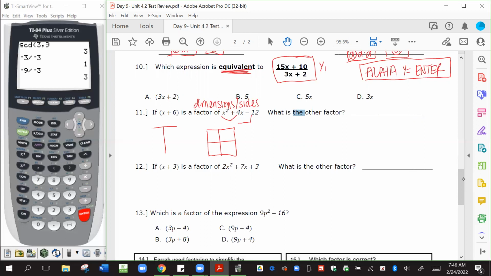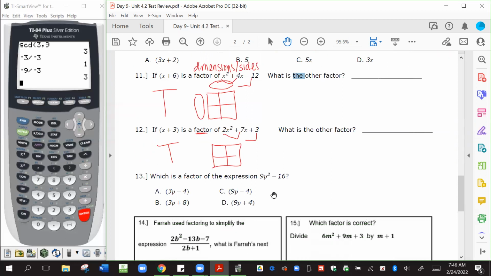Oh, and look, the second one, or number 12, is exactly the same. My factor is my dimension or my side. So I'm asking what's out here. I'm asking what's here. So all these pieces have to go on the inside. Same thing here. Find your GCF, create your T-chart, do your box.